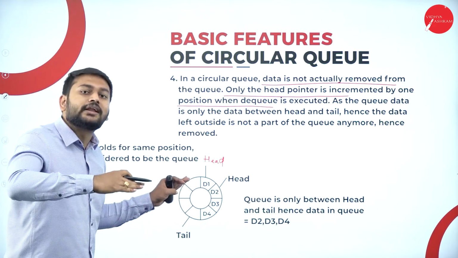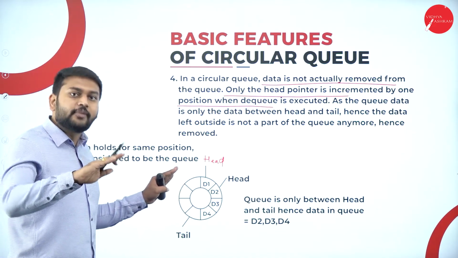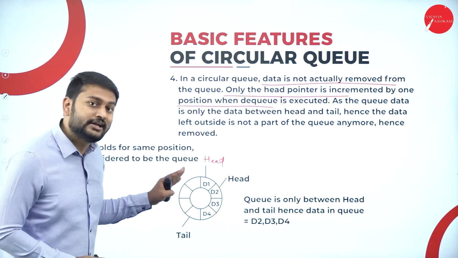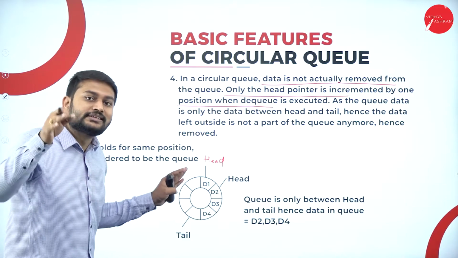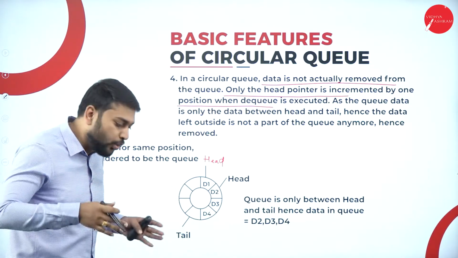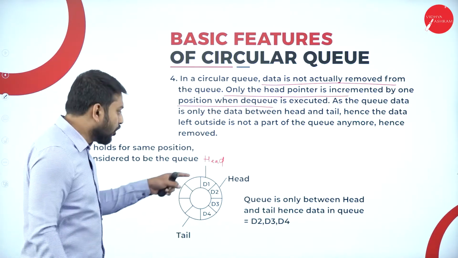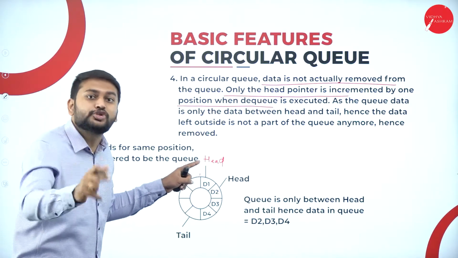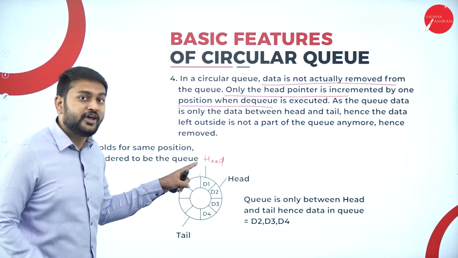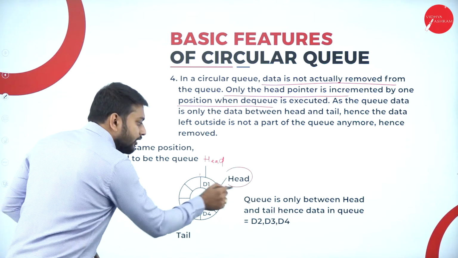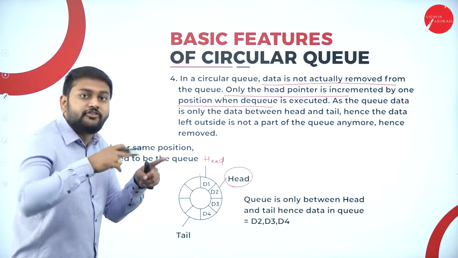DQ in the sense you are removing an element from the queue. So that is what we call a DQ. Always remember, DQ, in the sense deletion of an element, will happen only at the front end. So the head pointer will always point to the front of the queue. That is what you need to remember.